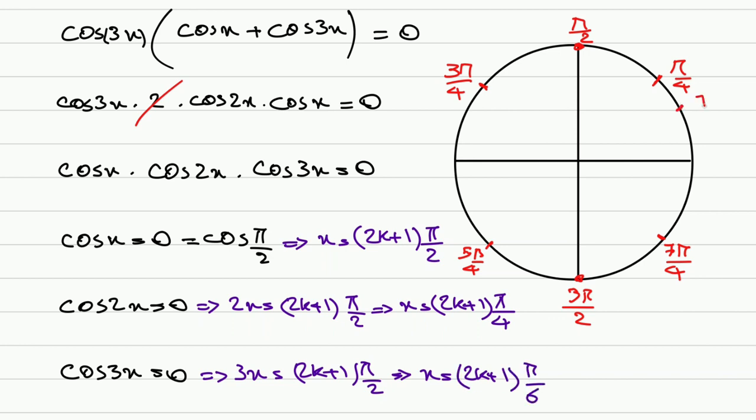So we have pi over 6, and then 3 pi over 6, that's pi over 2. We already have that. 5 pi over 6, 7 pi over 6, and 3 pi over 2 again. And then 11 pi over 6, and so on. So these are all the answers to this trigonometric problem.